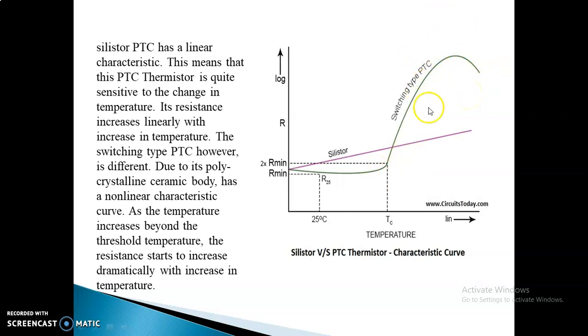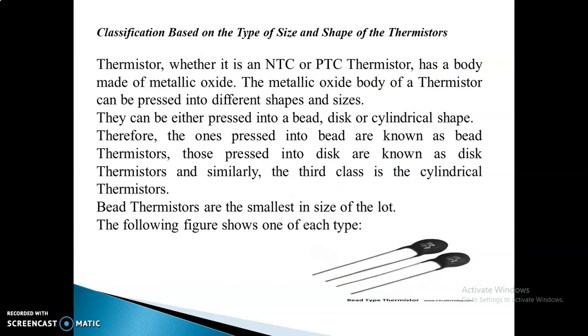So in PTC there are two things: either people go for the thermistor or they can go for the switching type PTC. The classification is also based on the size and the shape of the thermistor, either NTC or PTC. It is all made of metallic oxides, and the metallic oxide is pressed into different shapes and sizes.